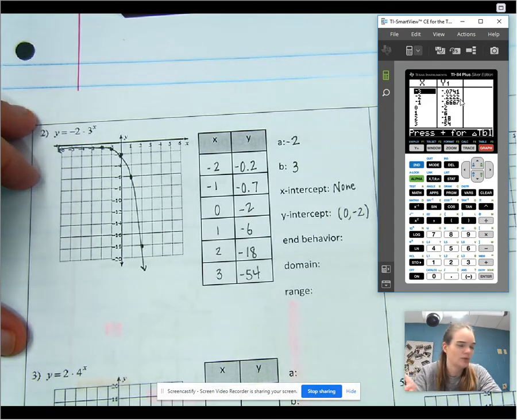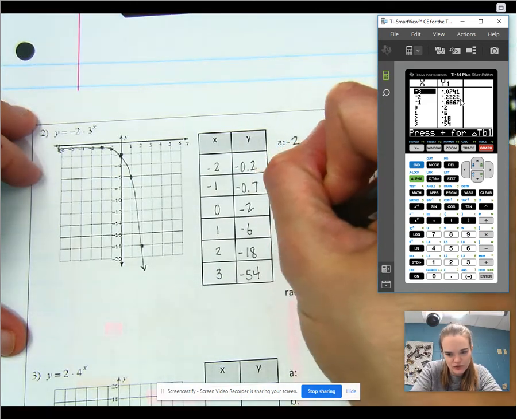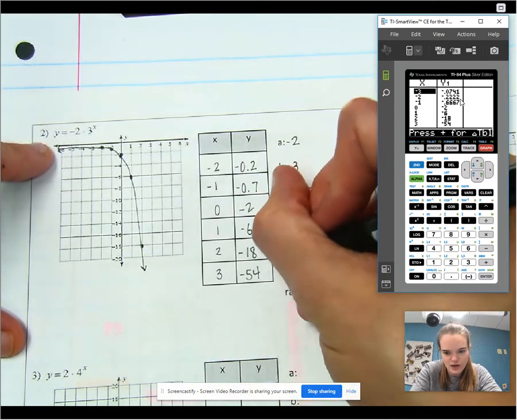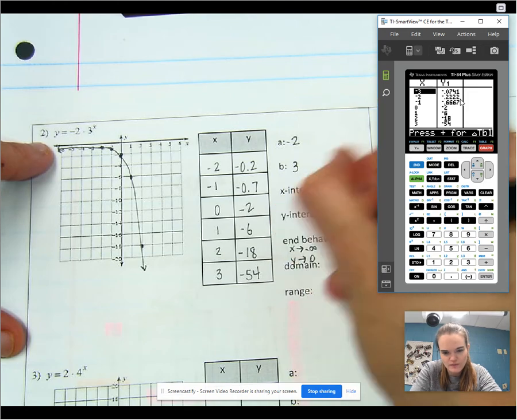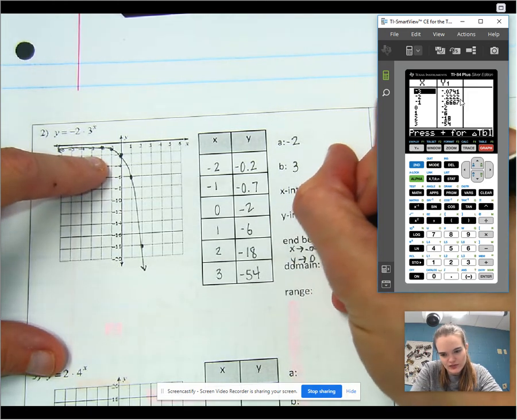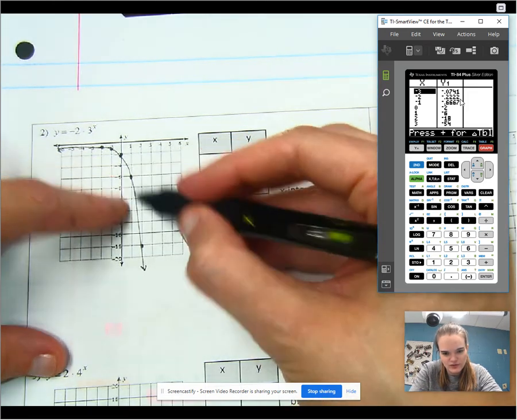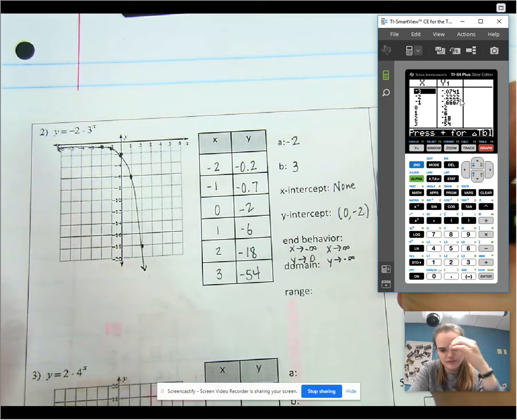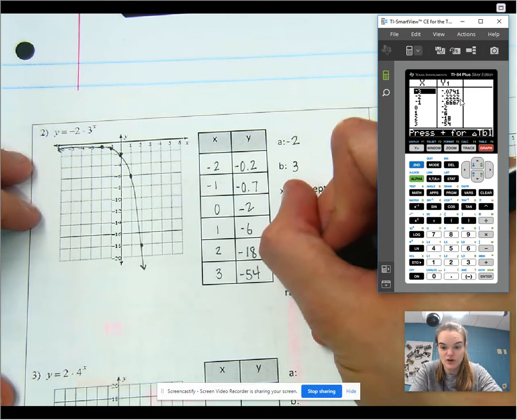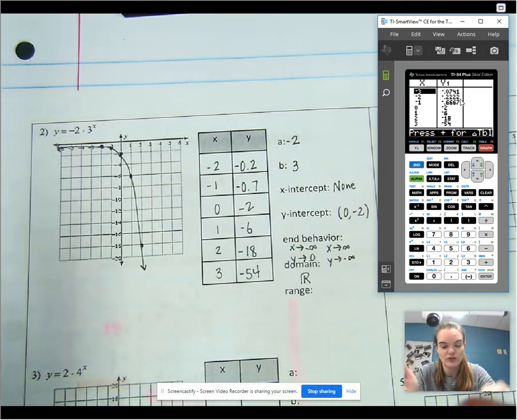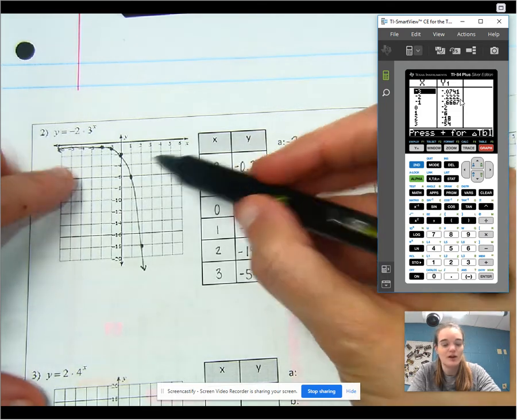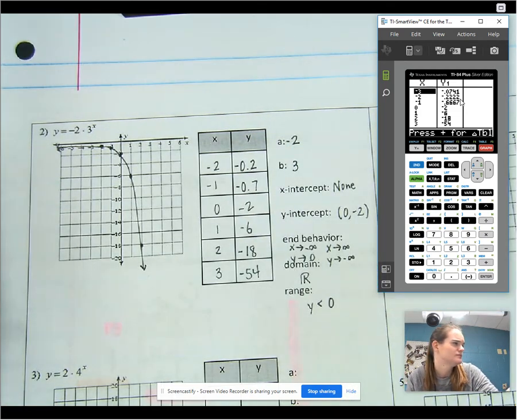The end behavior, though: when x goes towards the negatives, this left side, y is going towards 0. When x is going towards the positives, the right side here, y is going towards the negatives. The domain is all real numbers because it's pointing in both directions. The range is y is less than 0 this time because it's the negative numbers.